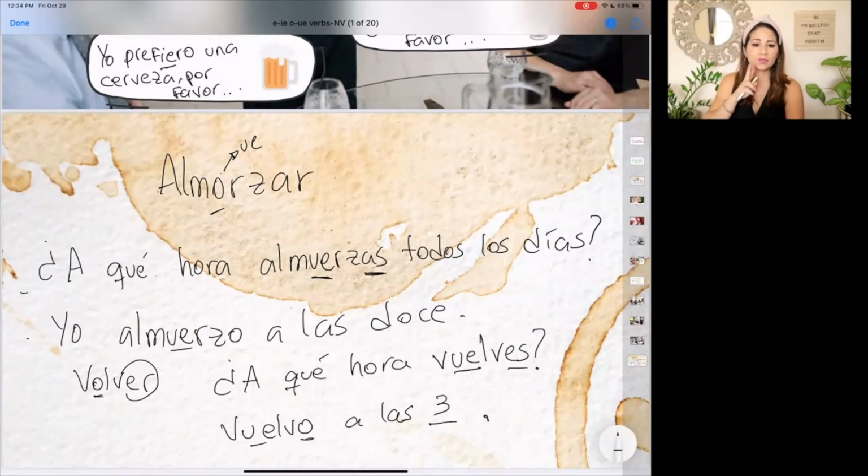Now you have to pay attention to two things, the ending, of course, and now the stem. I'll make another video for you guys about verbs that have the E that switches to I. But for now, I think this should be good to help you understand how to use them. If you need any help, of course, please let me know. I'm more than happy to help.